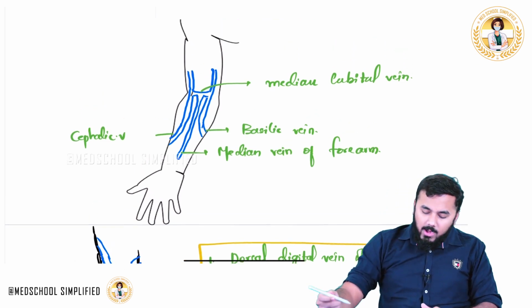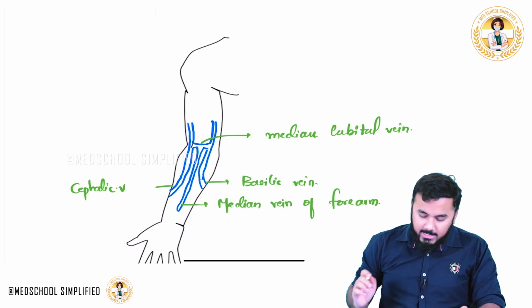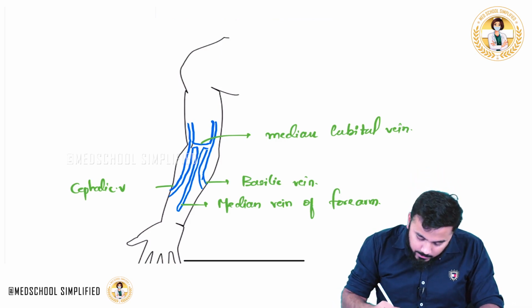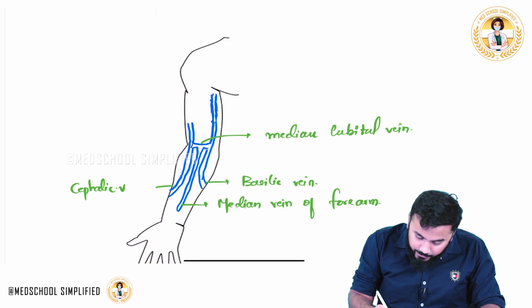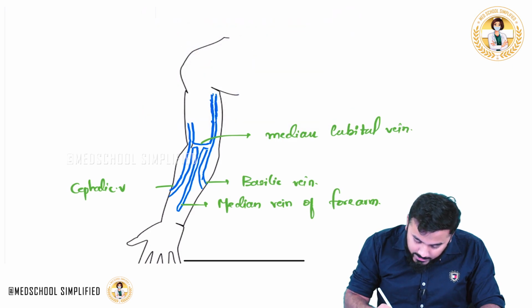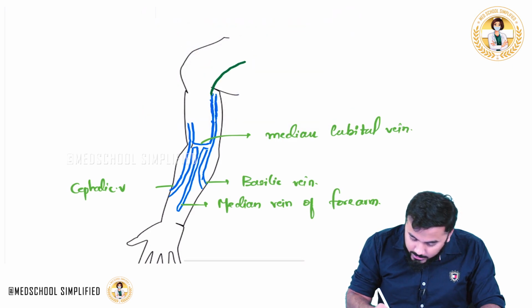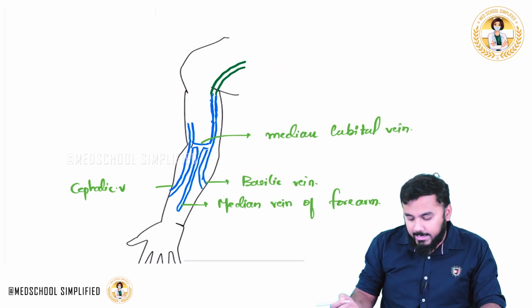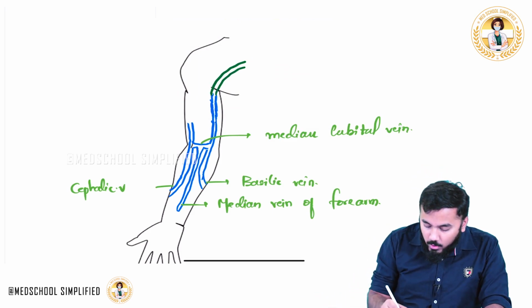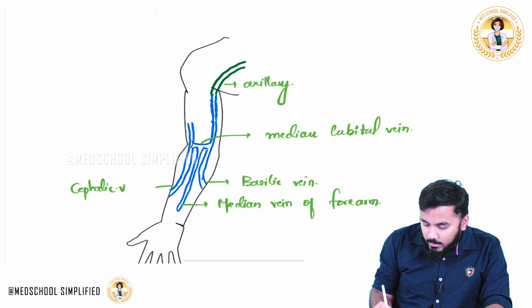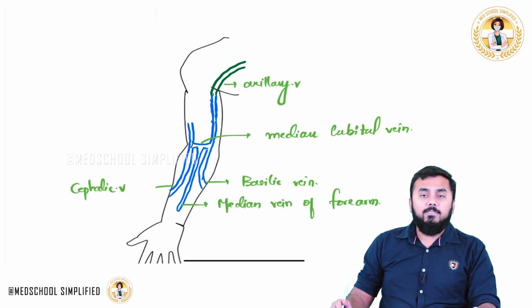Now, guys, the basilic vein continues up like this, and look what is happening. The basilic vein directly drains into this vein here. This is called the axillary vein. Basilic vein is directly draining into what vein here? The axillary vein. Then what about the cephalic vein?